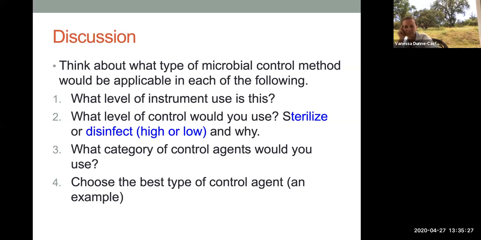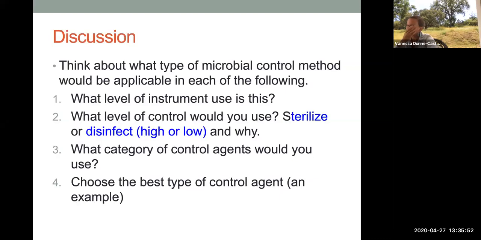And when you're answering these questions, don't always just go directly towards chemical control agents just because you know about those. Think about the best type of control, physical, chemical, or mechanical, first. And then once you choose that, you can go in and figure out the exact best control agent that you could use for each of these categories.